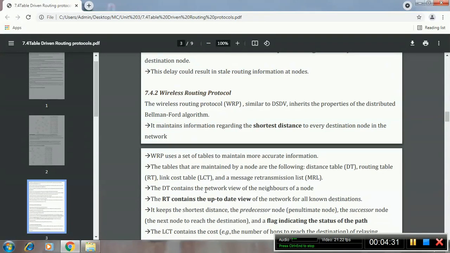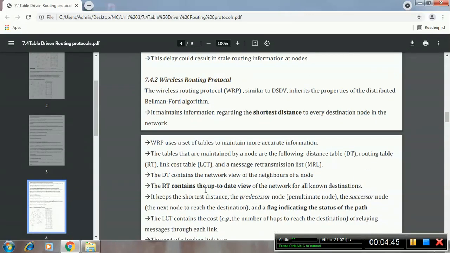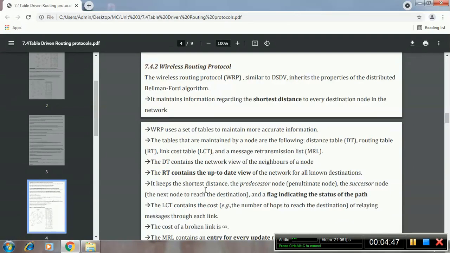Next, the Wireless Routing Protocol, WRP, is similar to DSDV. It maintains information regarding the shortest distance to every destination node in the network. Whatever we learned in DSDV applies here also. WRP uses a set of tables to maintain more accurate information. So here the table contains more accurate information.